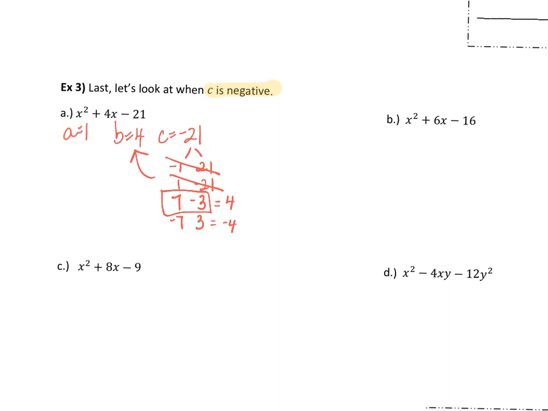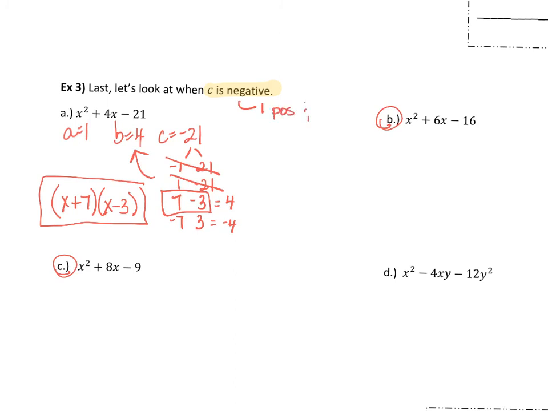The 7 is positive, so when you write it in factored form, x plus 7, and then x minus 3. There you go. The exact same thing that we've been doing this entire time. Both B and C, you could try those. You'll notice that when C is negative, you have one positive and one negative in factored form. That's like the shortcut they're having you fill in. But if you just list your A, B, and C and find the factors of C that combine to give you B, then you'll be good for this section.